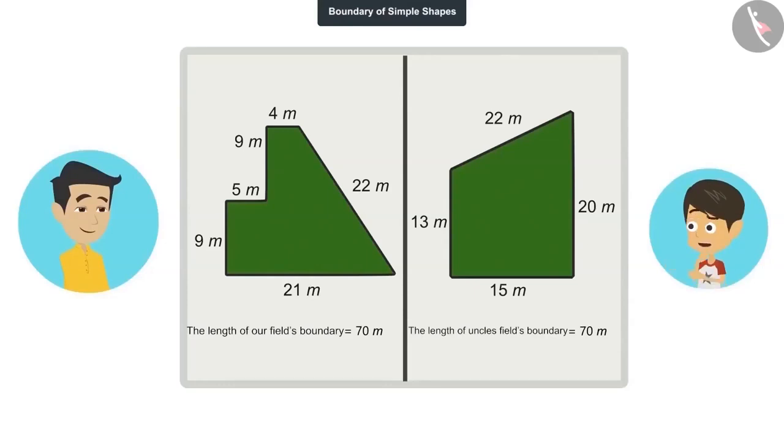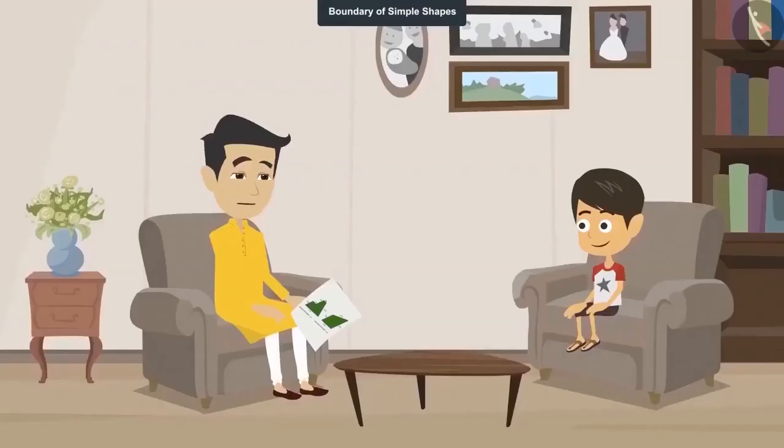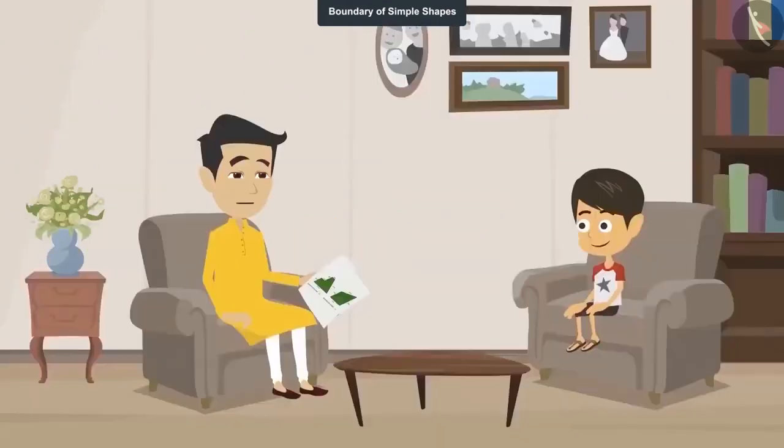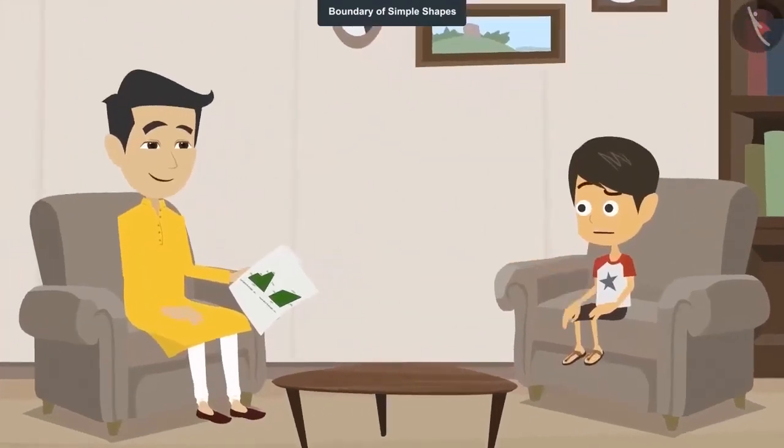Then how come the measurement of their boundaries is the same? It is possible. The size of the boundary has no relation to the shape. A shape can have 3 or more edges, and all the edges can have different measurements. So the length of the boundary of different shapes can be the same. I did not understand it properly.